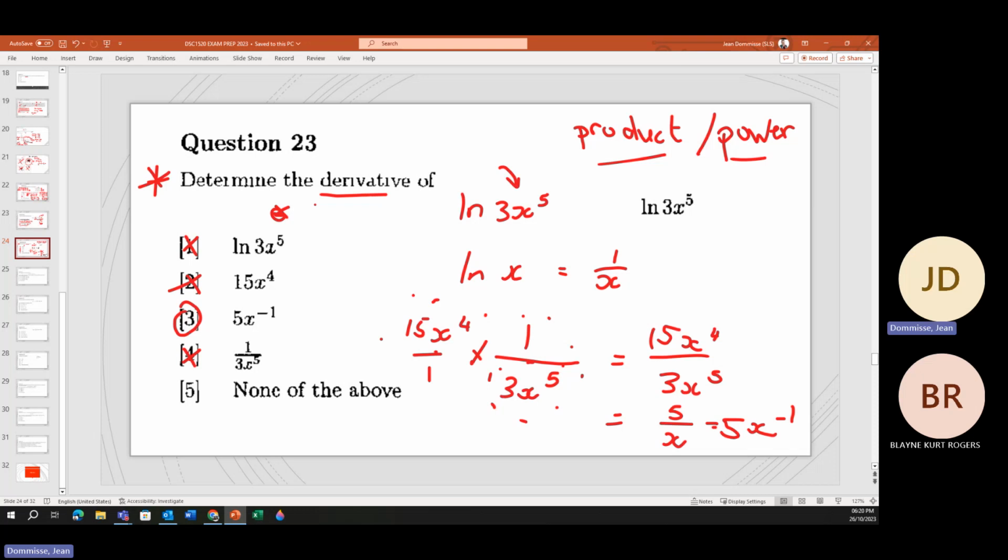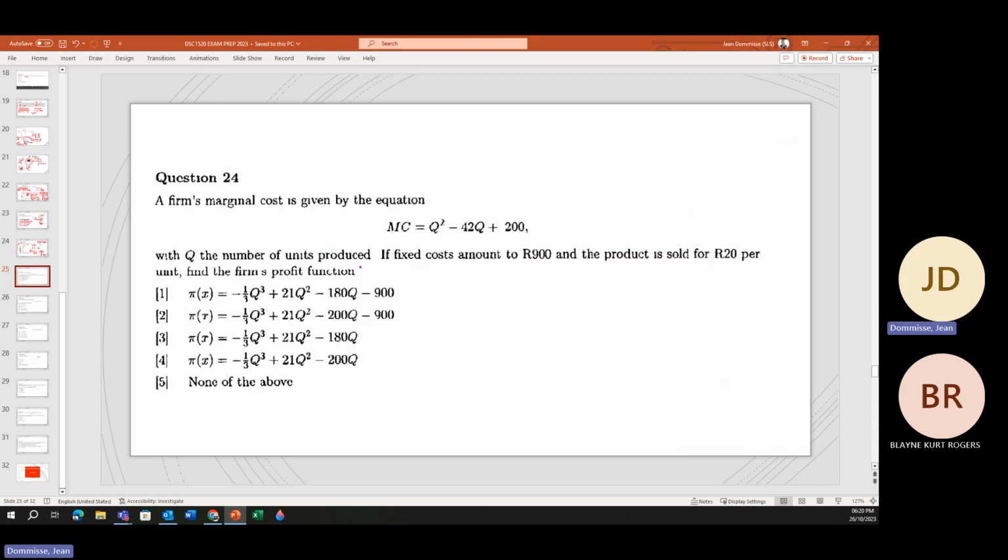Okay, so let's see the next one. Here they tell us the firm's marginal cost is given by this equation, with X the number of units produced. If fixed cost amounts to 900 and the product is sold for 20 Rand per unit, find the firm's profit function.